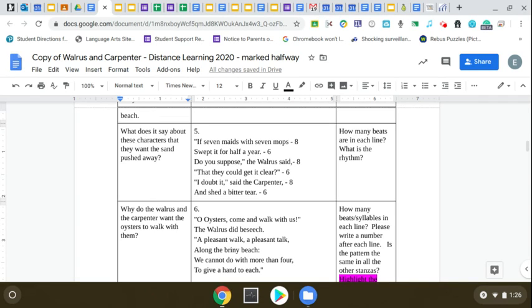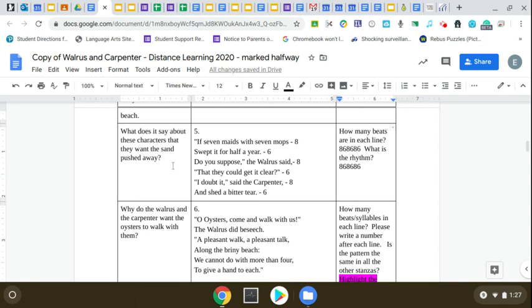Okay, you're probably wondering why I read it like that, but what I did is I was trying to show you how many beats are in each line. Well, it goes 8, 6, 8, 6, 8, 6. So there's always 8 beats in the 1st, 3rd, and 5th line, and there's always 6 syllables or beats in the 2nd, 4th, and 6th. If 7 maids with 7 mops, that's 8 syllables or beats, swept it for half a year, that's 6 syllables or beats. So the rhythm goes 8, 6, 8, 6, 8, 6.